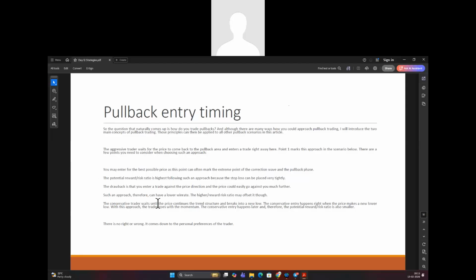The conservative trader waits until the price continues the trend structure and breaks into a new low. The conservative entry happens right when the price makes a new lower low. With this approach, the trader goes with the momentum. The conservative entry happens later, and therefore the potential risk reward ratio is also smaller.